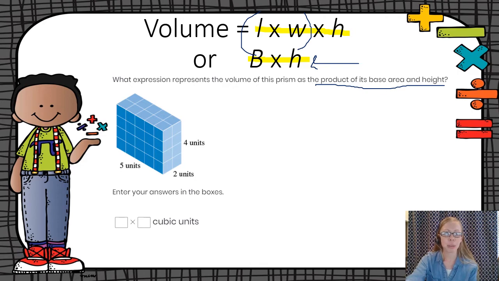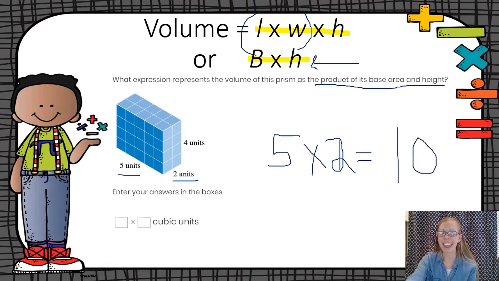Looking at my prism, I see that the long side is 5 units and my wide is 2 units. So I'm going to multiply 5 times 2 to get the area of my base. I almost wrote the answer instead of the right problem. 5 times 2 gives me 10. So I'm going to write in here 10 as the area of my base times 4, which is my height. That would be the expression 10 times 4 that matches base times height.